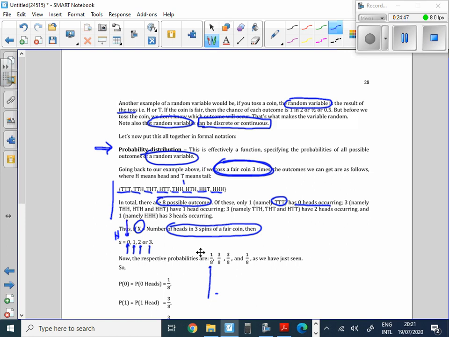Well, what would that be if there's 0 heads? Then what must the outcome have been every single time? Tail, tail, tail. And that would be 0 heads. And what's the chance of that happening? Only 1 out of the 8 chances. So now we go over here and we say, what's the probability of there being 0 heads? 1 out of 8.